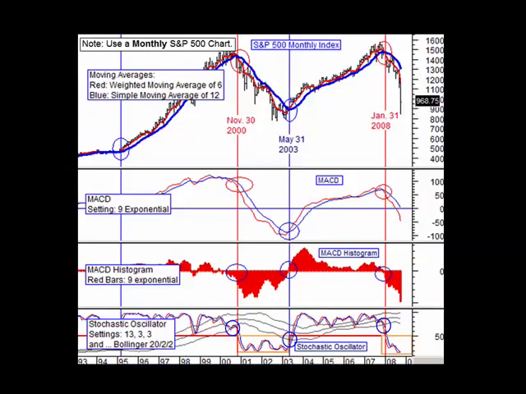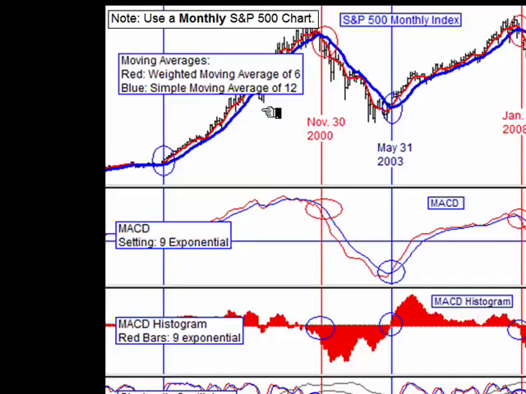So now the question is, how do you set the indicators? Well, first, if you look on top, I've got all the indicator settings here. For the moving averages, the red line is a weighted moving average of 6. That's 6 months. The blue line is a simple moving average of 12 months.